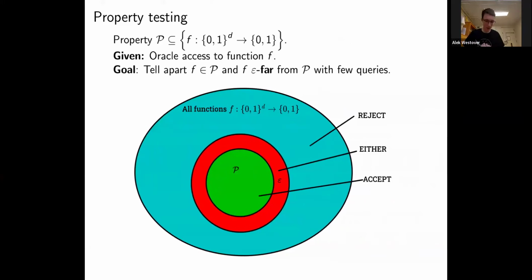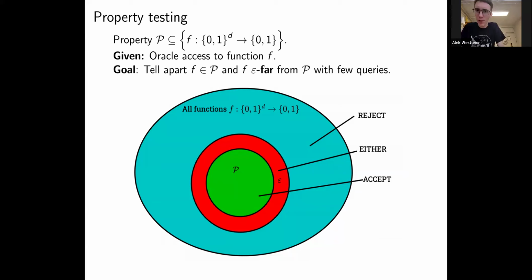So first, we're going to be talking about property testing in this talk. Let me just define what that is. We have some class of functions, for instance, Boolean functions on the hypercube, and a property is just some subset of those functions. For instance, it might be the Boolean functions which are XORs of a subset of the bits.